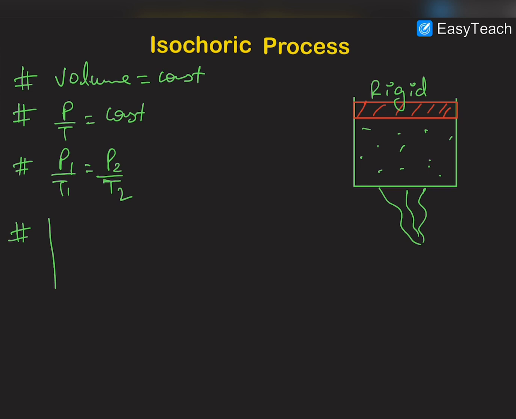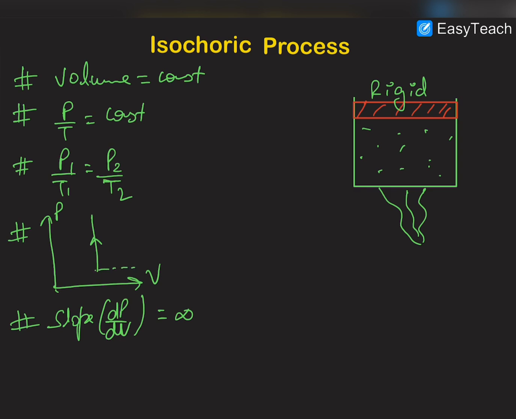Now if we draw the PV diagram of an isochoric process, then its PV diagram would be a straight line parallel to the pressure axis, and therefore the slope of this line, dP by dV, will be equal to infinity, because you can see that the angle of this line with the x-axis is 90 degrees, so the slope of this line is infinity.